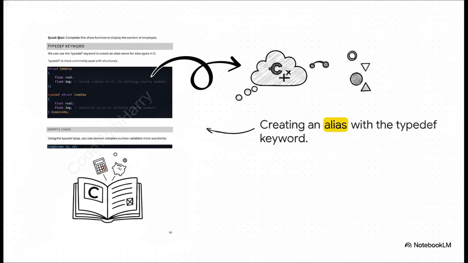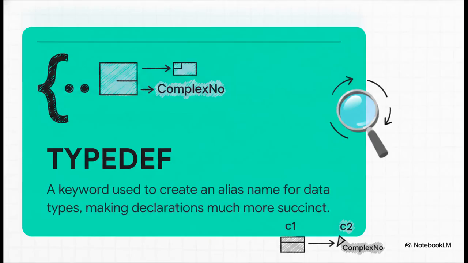Finally, let's talk about the typedef keyword. Look, if you're writing code for complex numbers or bank accounts, typing out the words struct complex over and over again gets exhausting pretty fast. That's where typedef comes in. It acts as a custom nickname. By wrapping your structure definition with typedef at the start and placing a name like complex_no at the end, you're basically telling the compiler, hey, whenever I type complex_no, I mean this entire structure. From then on, you can just declare variables simply as complex_no c1, c2. It's a lifesaver for keeping your code succinct.